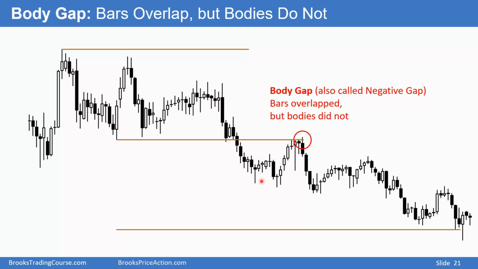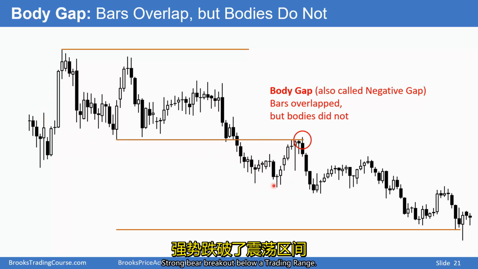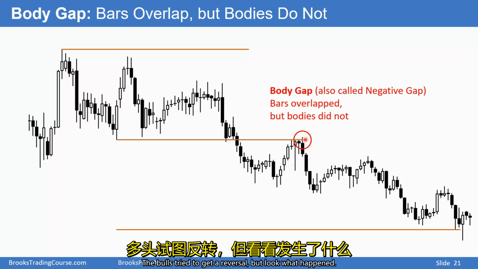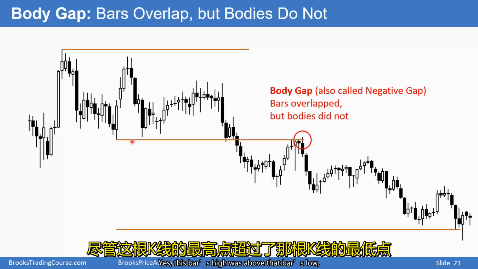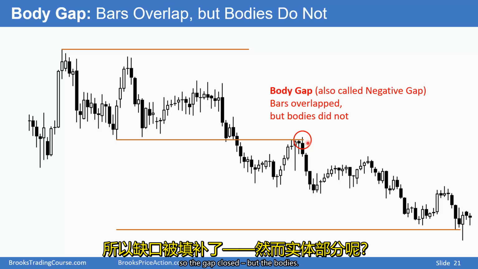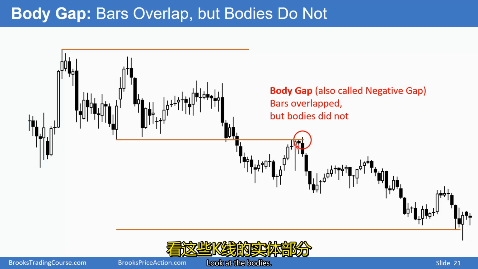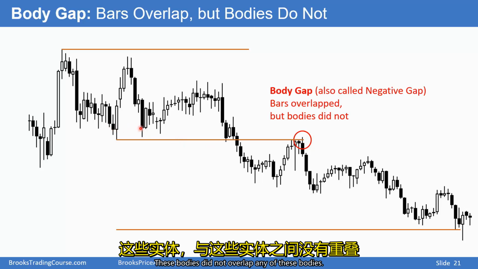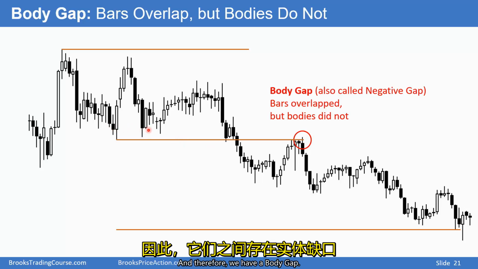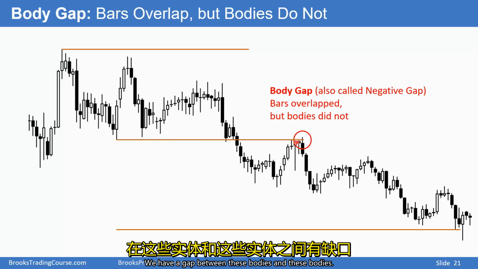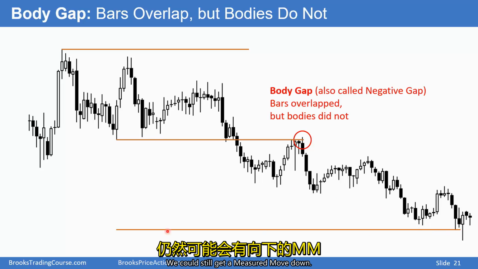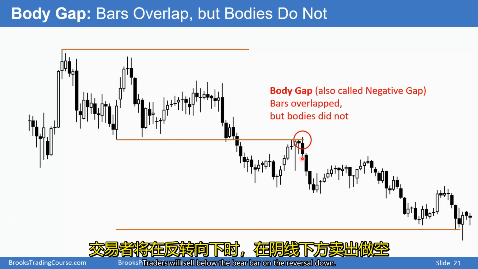Bear trend, strong bear breakout below a trading range. The bulls tried to get a reversal, but look what happened. Yes, this bar's high was above that bar's low, so the gap closed. But the bodies, look at the bodies. These bodies did not overlap any of these bodies, and therefore we have a body gap. We have a gap between these bodies and these bodies. We could still get a measured move down. Traders will sell below the bear bar on the reversal down.